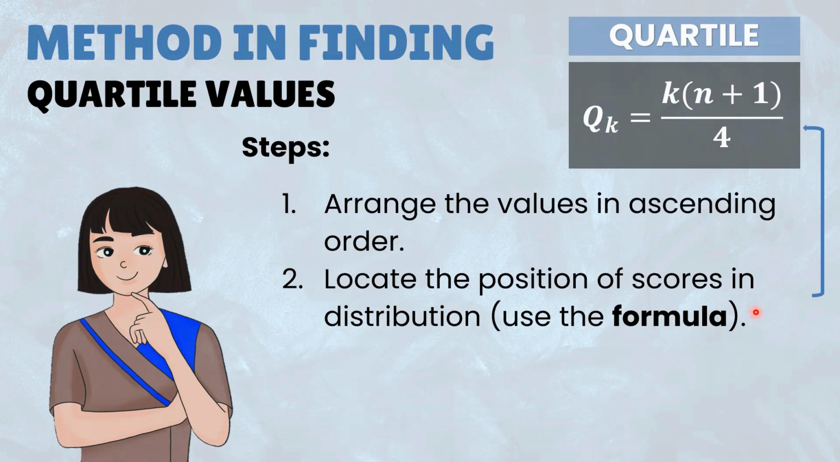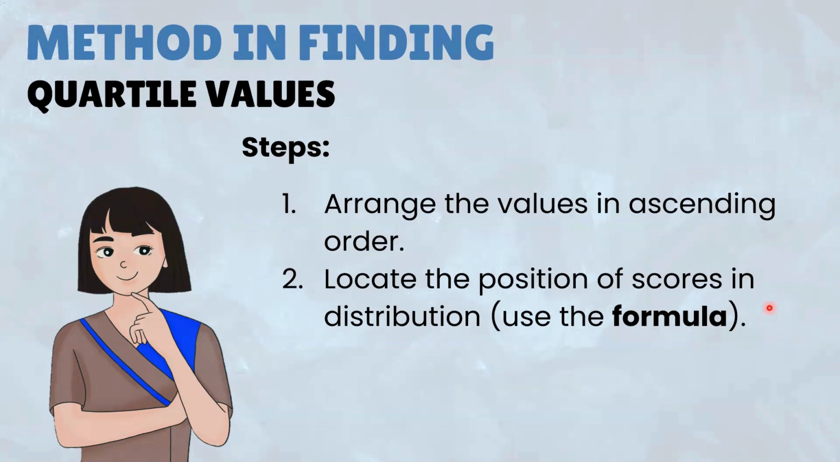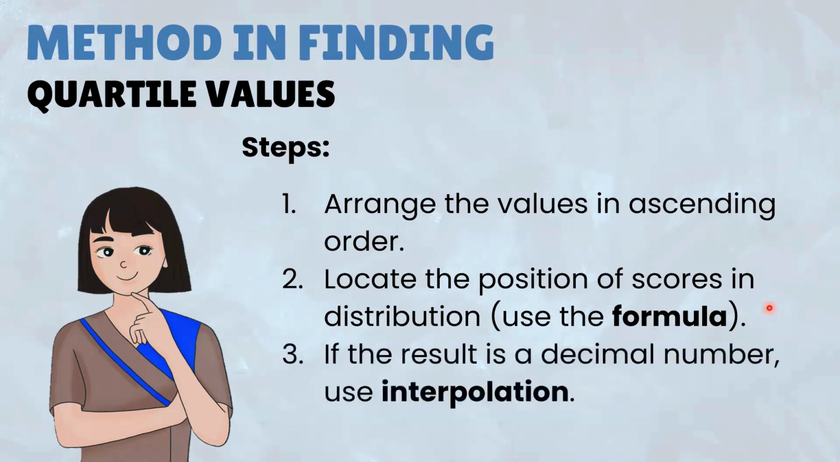Now, if our answer in step 2 is a whole number, we don't need to proceed to step 3. But if our answer in step 2, after using this formula, is a decimal number, we have to proceed to step 3. And step 3 is interpolation. This will be explained further. We have an example later.